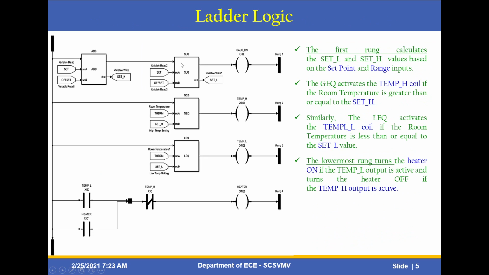Okay, in this ladder logic, what are the subsystems available here? Your adder, subtractor, and GEQ and LEQ blocks are there, in rung form also. The first rung calculates the set low value and set high value based on the set point and range inputs. Then this GEQ activates the temperature H coil if the room temperature is greater than or equal to this set H value. Similarly, the LEQ block activates the temperature L coil if the room temperature is less than or equal to this set L value. The final, lowest rung turns the heater on if the temperature L output is active, and turns the heater off if the temperature H output is active.